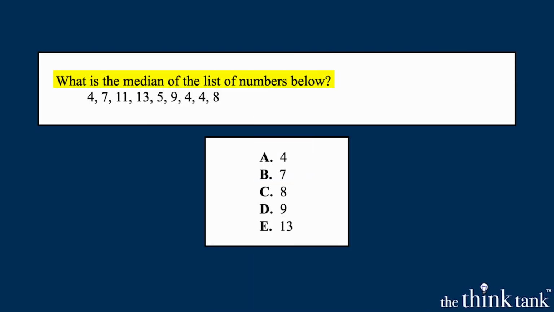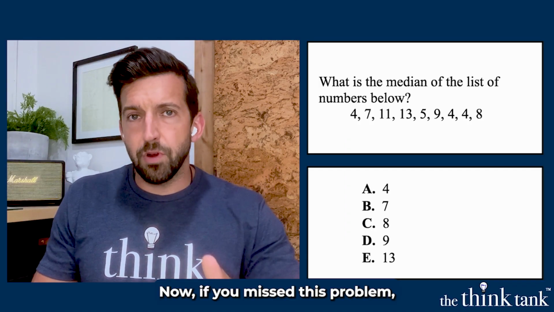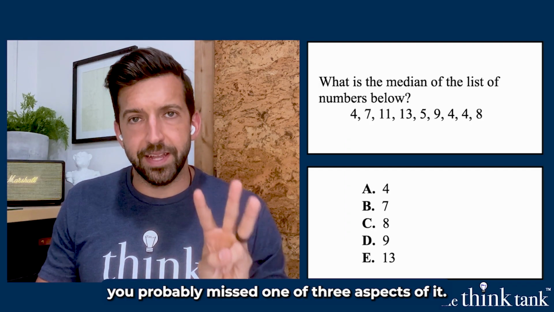What is the median of the list of numbers below? We've got 4, 7, 11, 13, 5, 9, 4, 4, and 8. Let's go. Now, if you missed this problem, you probably missed one of three aspects of it.